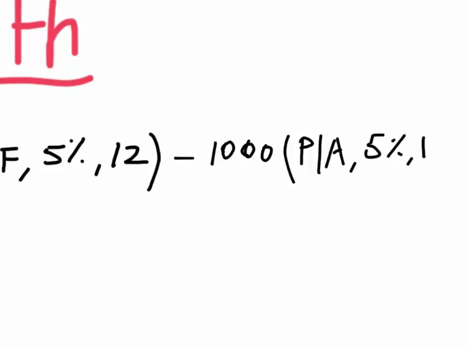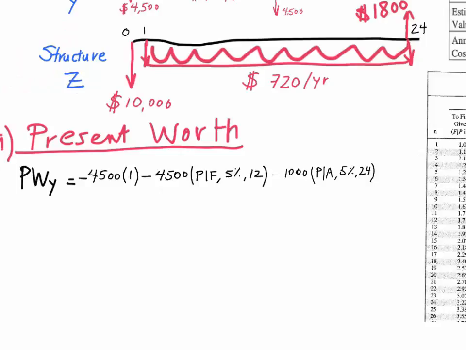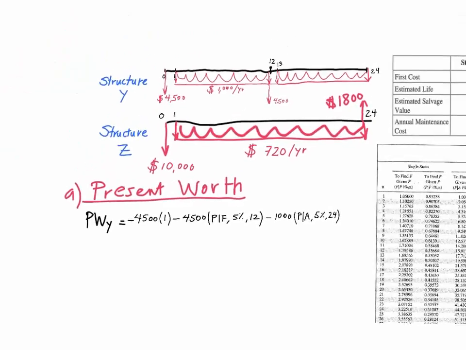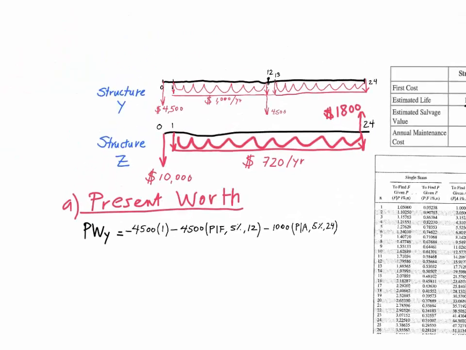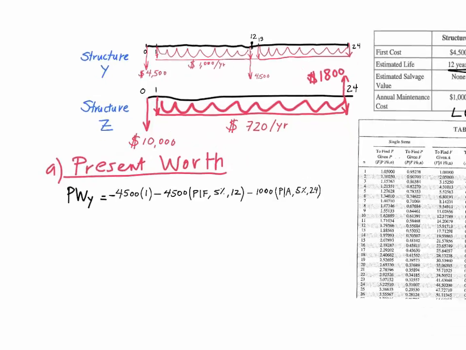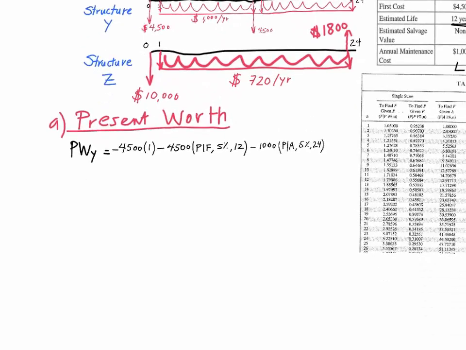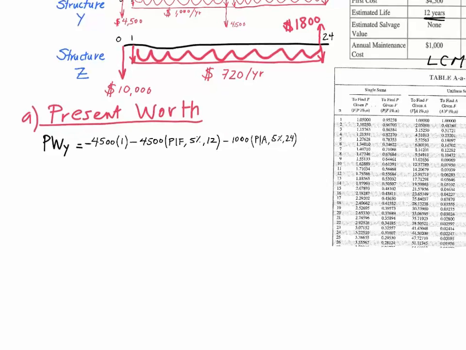And then I have it for actually 24 years. And that's the equation for present worth of Y. It's just a matter now of bringing the values of these factors and plugging them into the formula. So the first one is P given F, 5% and 12.